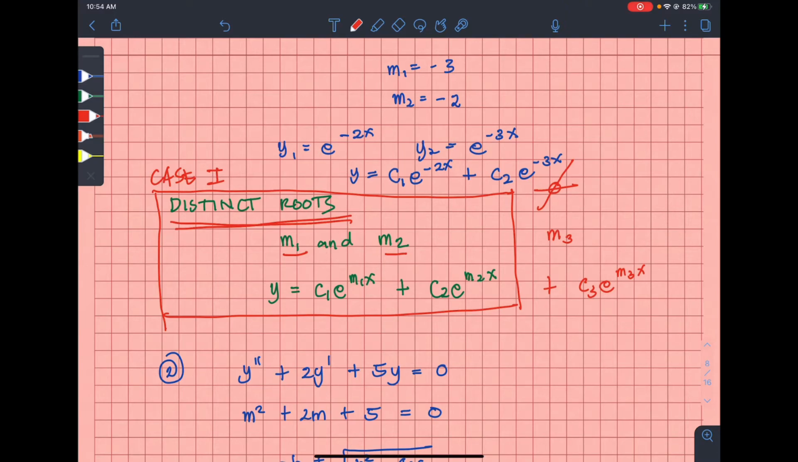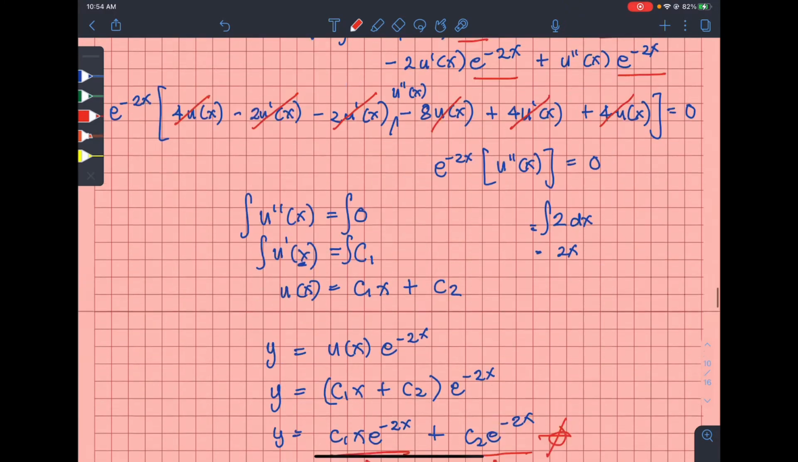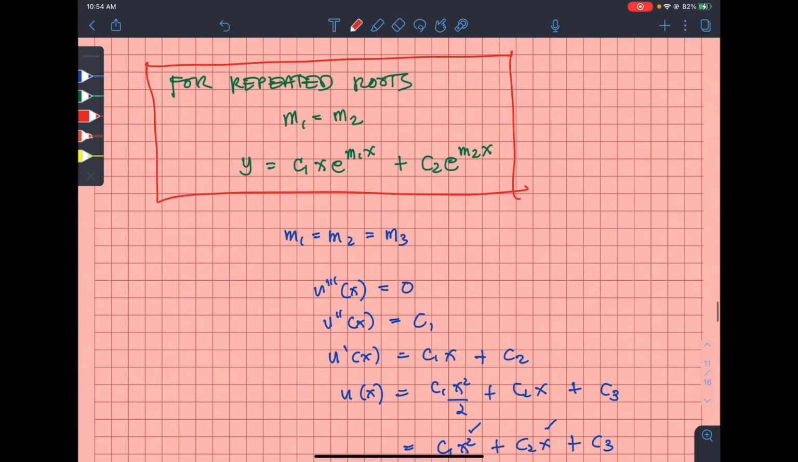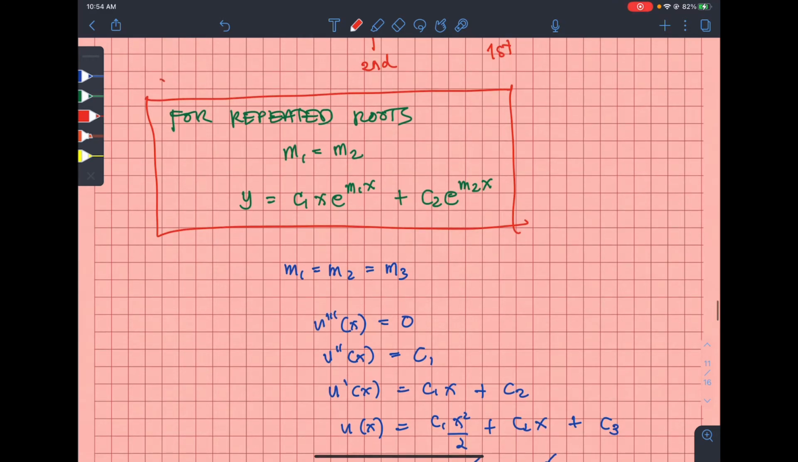Okay, so this is our case 2. For our case 2, that would be repeated roots. That means M1 and M sub 2 are exactly the same. Possibly both are 3, so M1 is 3, M2 is 3. Possibly M1 is negative 5, M2 is negative 5. As long as they are exactly the same, those are repeated roots.